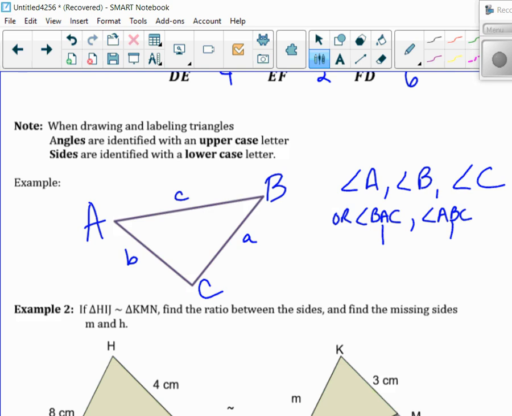So for instance, length AB is the same thing as little c. Or length BC is the same as, they're referring to the same thing, little a. Okay, so just different notations. Seen this before? No, we haven't. Okay. It's not a big deal. It's just naming it, right?